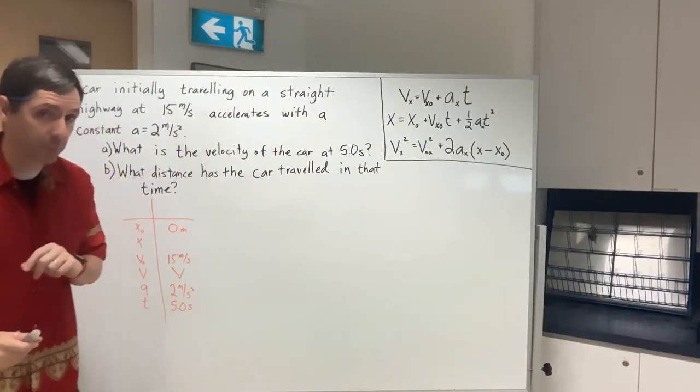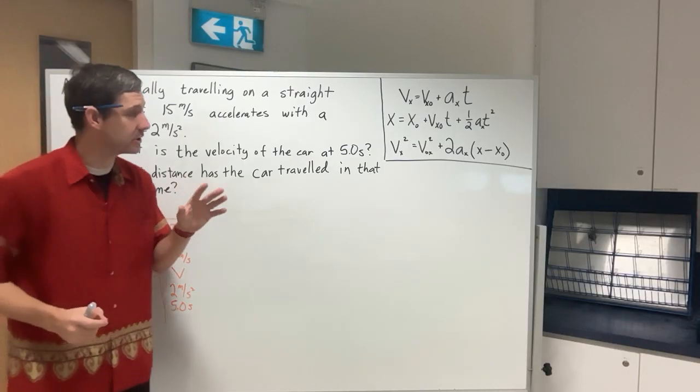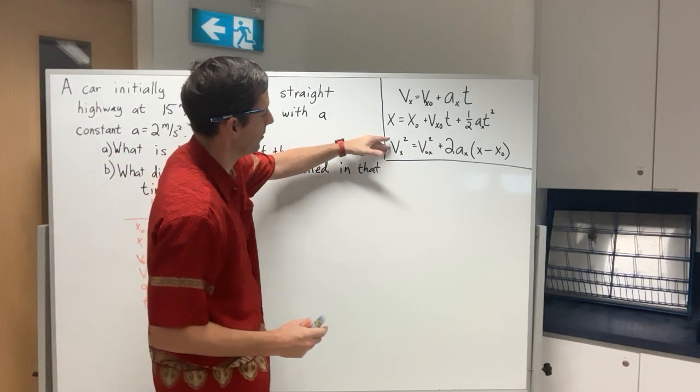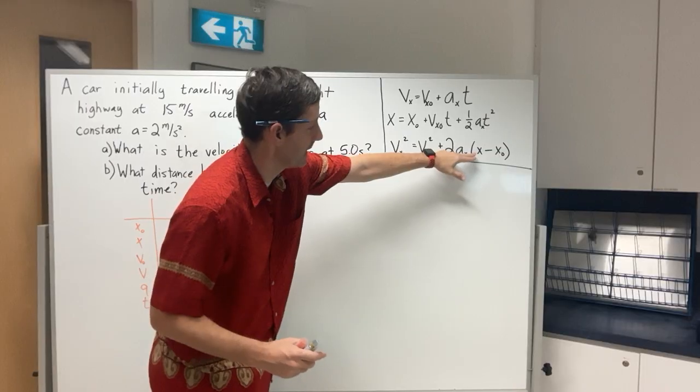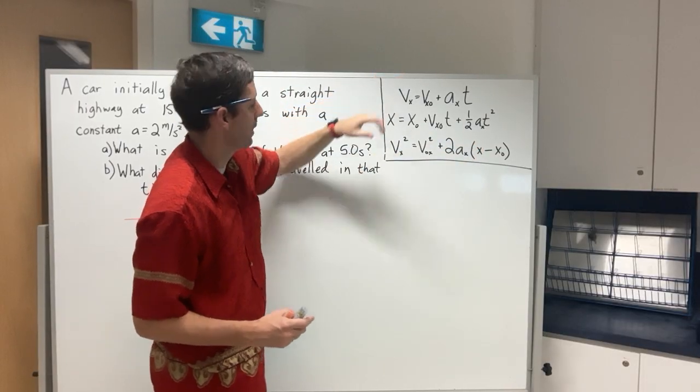The second thing that's important is what do I not have? Well, I don't have X. So I'd prefer not to use an equation that has X in it. As I look at the two remaining ones, I see this one has X, so I'm not going to use that one. So chances are, this is my baby. This is what I'm going to use.